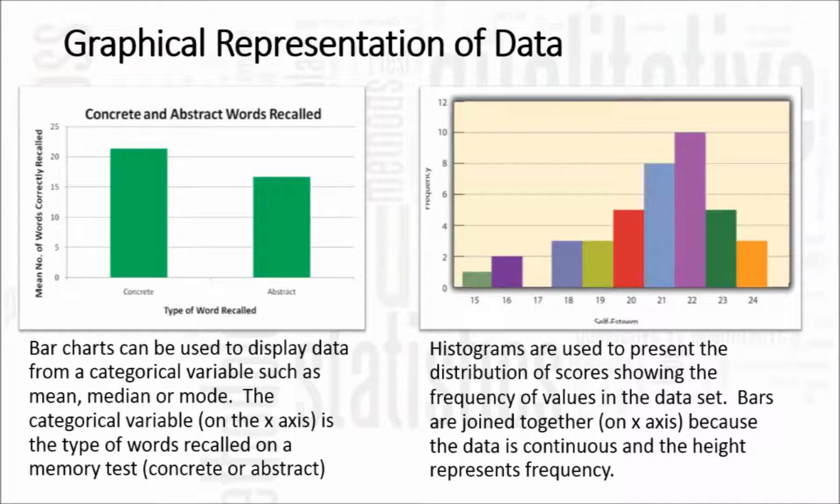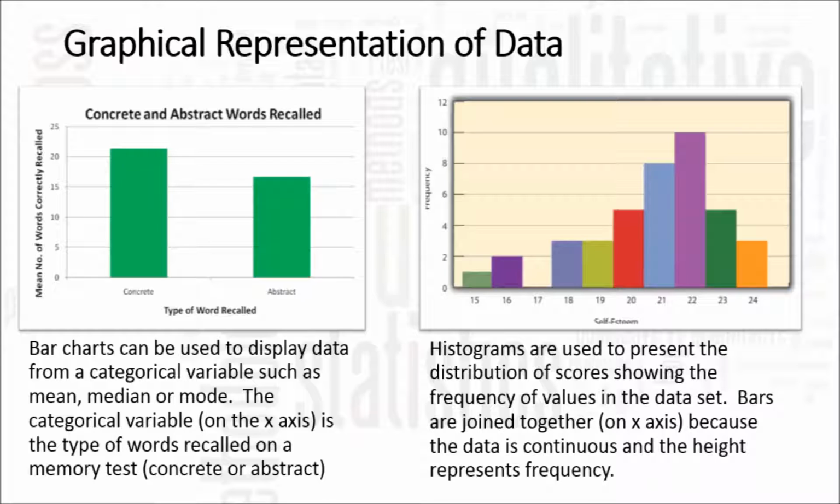Okay, so now we've actually put our data into a table and we've done some descriptive statistics on it. We can actually represent it graphically using a graph. So we might like to use a bar chart if our data is categorical. So for instance, in terms of this example, this is recall of different types of words. So concrete words, which are words you can put a picture to, and abstract words, which are words which you can't. And up the y-axis we've got mean number of words recalled correctly.